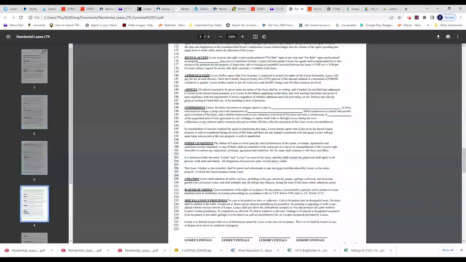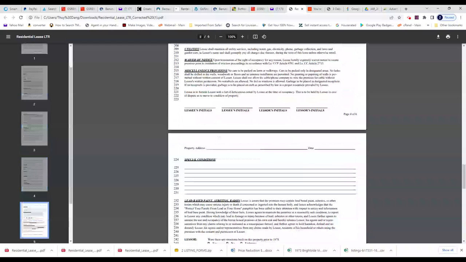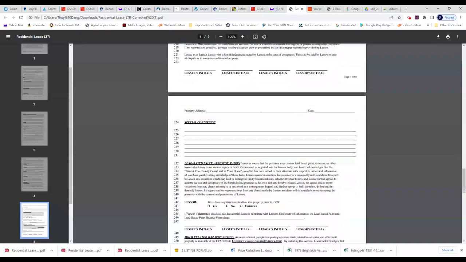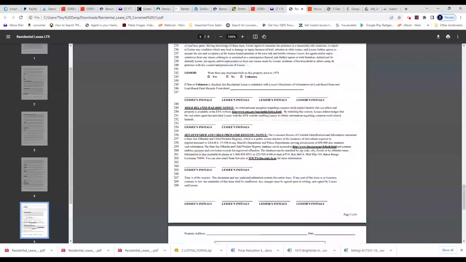I'm flying through this because we got to go down to special conditions. Special conditions, see the additional addendum A, B, C, D, whatever addendums that I gave you. These are the special conditions. You put in those addendums. So it's clear, very clear of what it is. All right, lead-based paint. You have a lead-based form and you have this lead-based paint written here. All right, so that's clear.